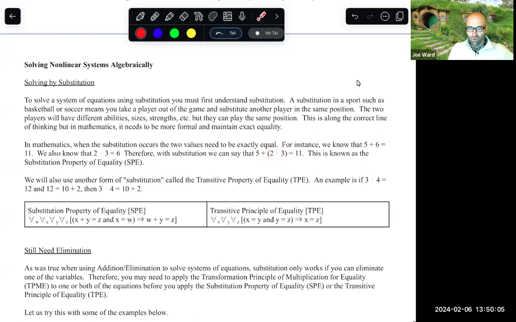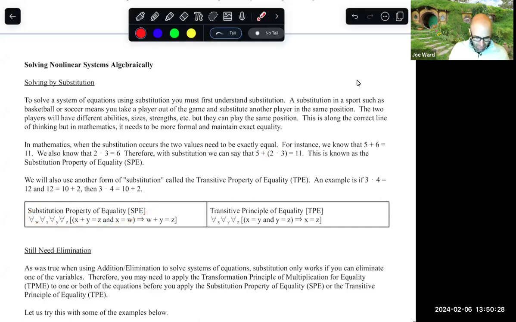We also have another form of the substitution property called the transitive property of equality. So if 3 times 4 is equal to 12 and 12 is equal to 10 plus 2, we can say 3 times 4 is equal to 10 plus 2. Okay, so 3 times 4 equals 12. 12 then equals 10 plus 2. So these are the two properties down here.